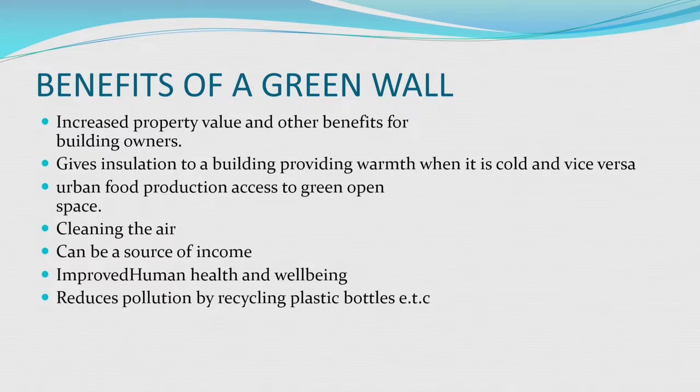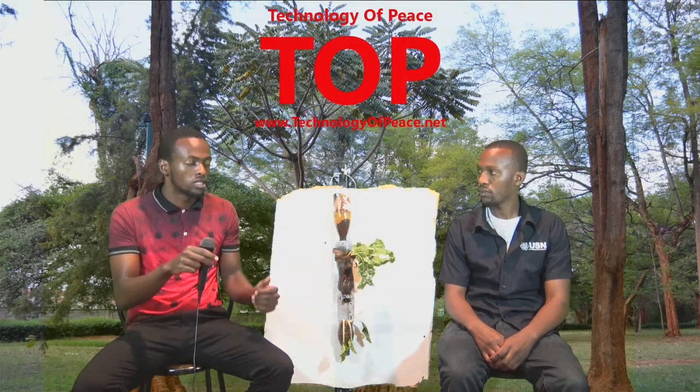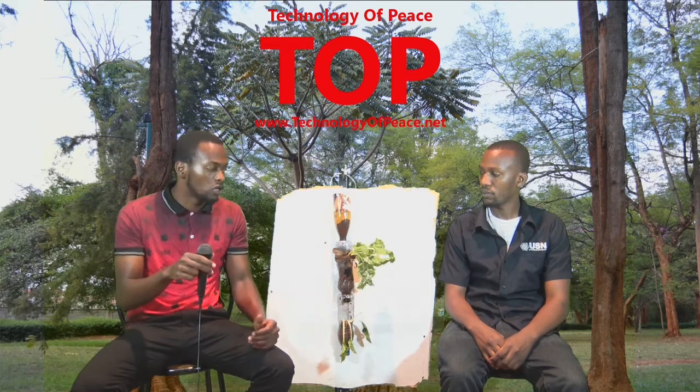The other benefit is cleaning of the air. We all know that plants release oxygen and take in the carbon dioxide we exhale. This is a city. We are all living in cities, and we are emitting a lot of carbon dioxide. Our vehicles on the road are producing a lot of carbon dioxide. This carbon dioxide needs to go somewhere, and the plants will take it in.